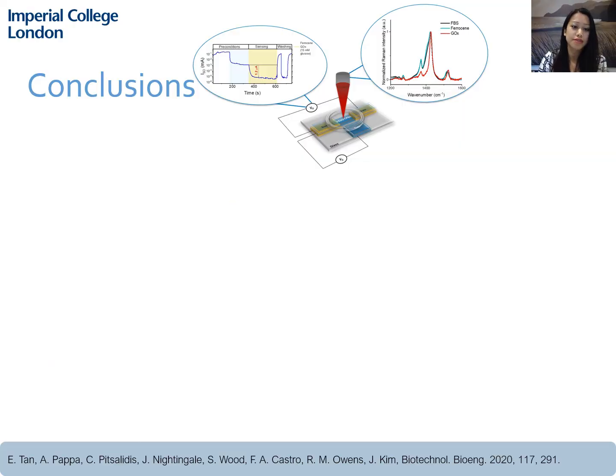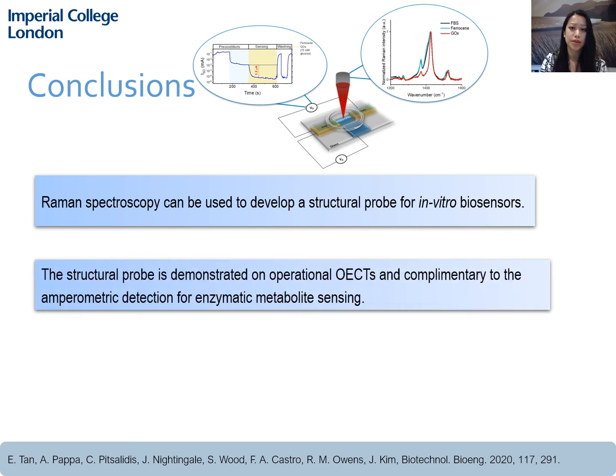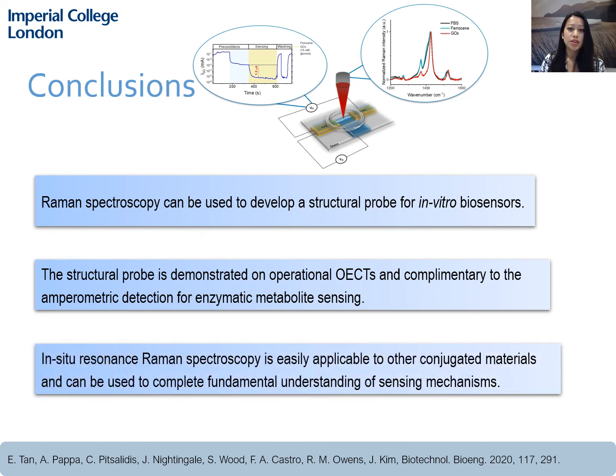So to conclude, I have spoken about the development of an advanced structural probe using Raman spectroscopy for in vitro biosensing applications. We show that this technique is actually very complementary and can be used on operational OECTs for both types of analyte detection, where this probe really shines in its sensitivity and selectivity, as it is only probing directly the active material changes. And I also showed other works that apply this structural probe to accumulation mode materials and VOC gas sensing, where we can use this probe to identify specific interactions and mechanisms.